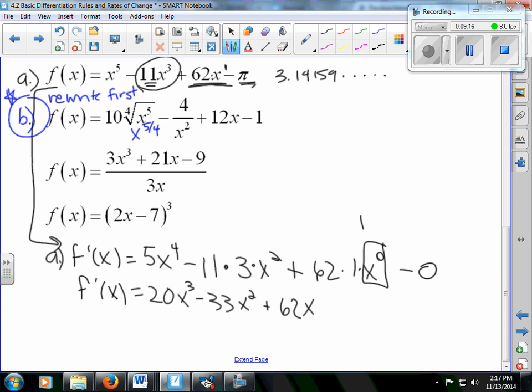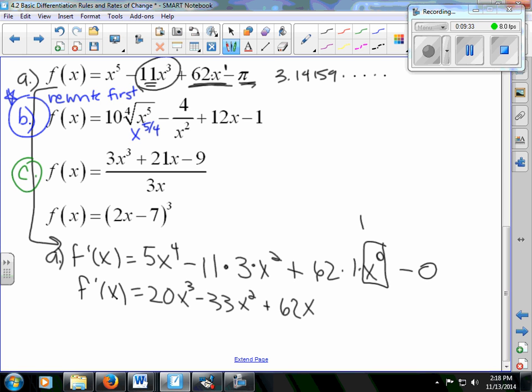All right, now let's do this third one, C. In C, f of x is a fraction. You don't know how to do fractions yet. This is a quotient. There's a whole special section on quotients. We have to learn the quotient rule. It's actually very difficult.